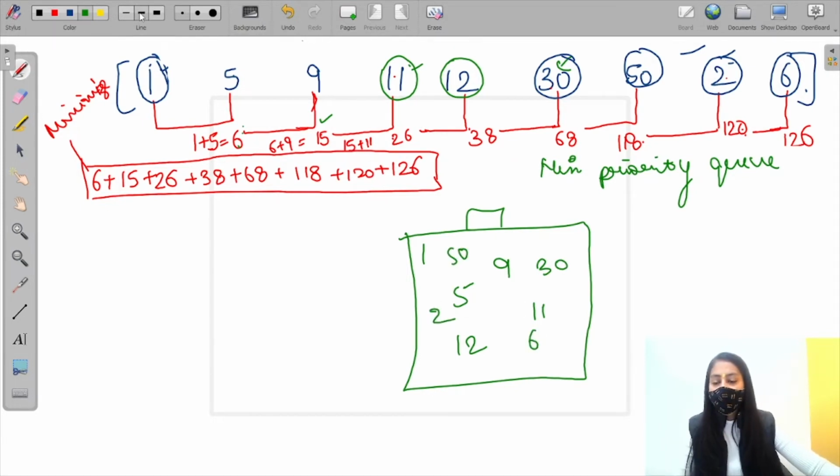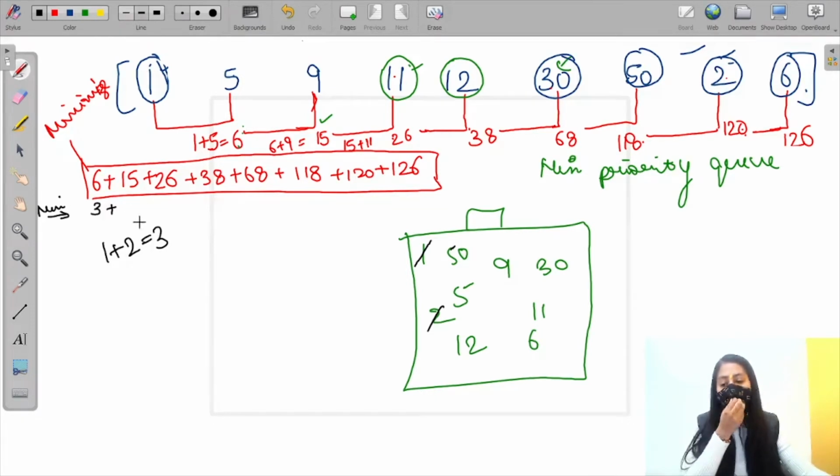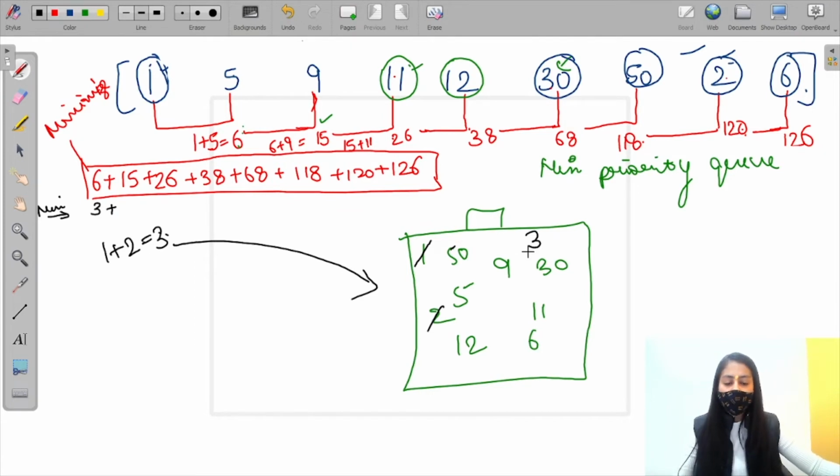Next I will take the minimum 2 elements, that is 1 and 2. I will combine these 2 sticks. I will add the cost to my total cost, right? This will be the minimum cost. I will add the cost to my total cost and I will push this element again to my queue, right? So I have now combined 1 and 2.